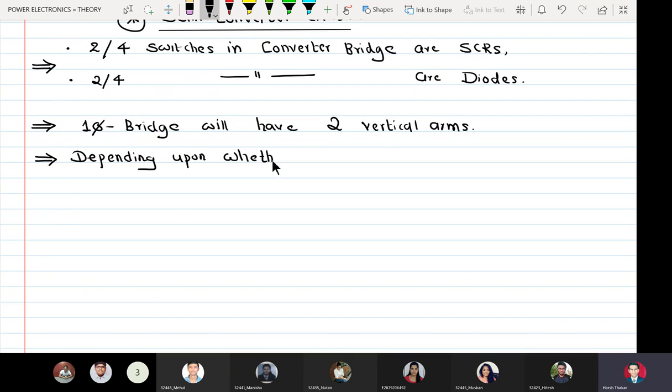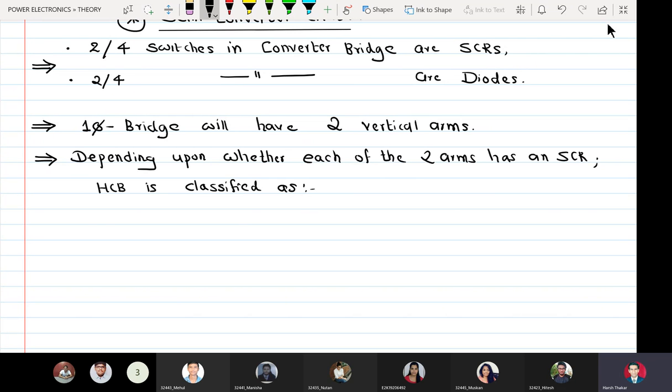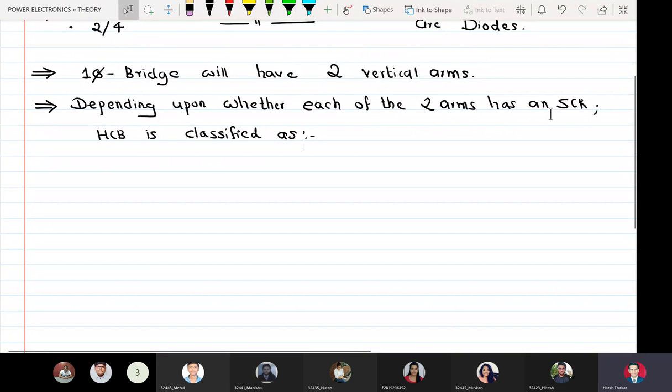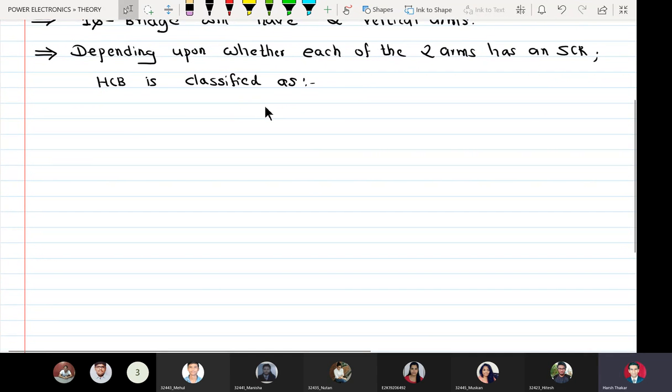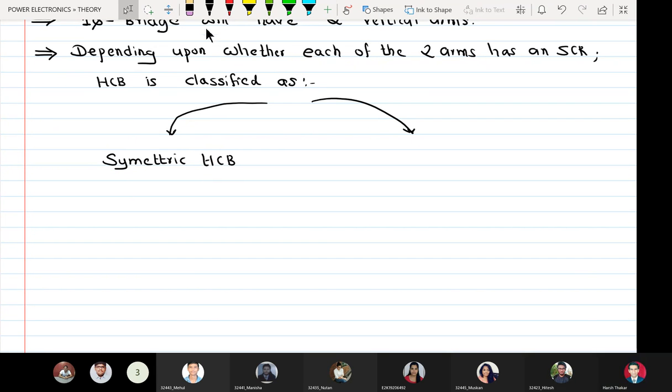So depending upon whether each of the 2 arms has an SCR, the HCB is classified as a symmetric bridge or an asymmetric HCB.